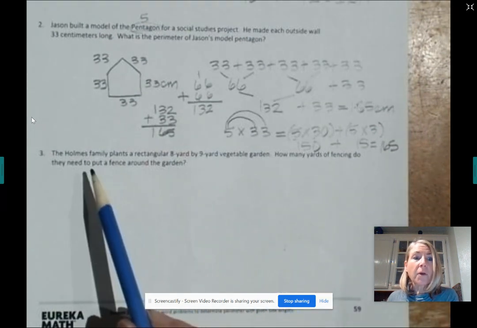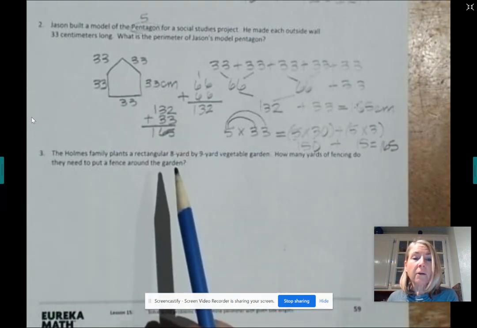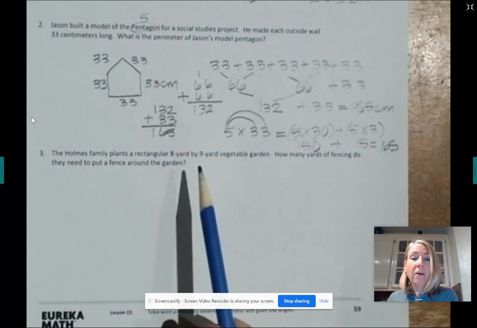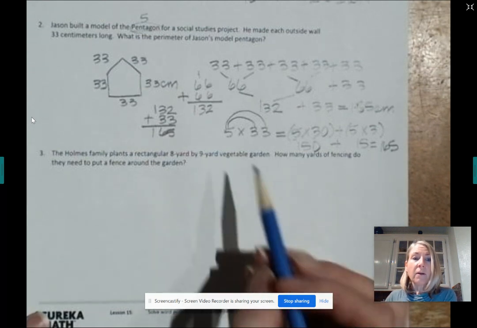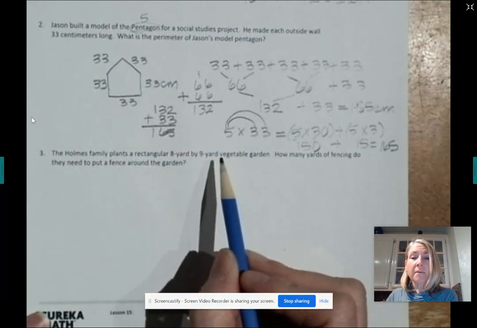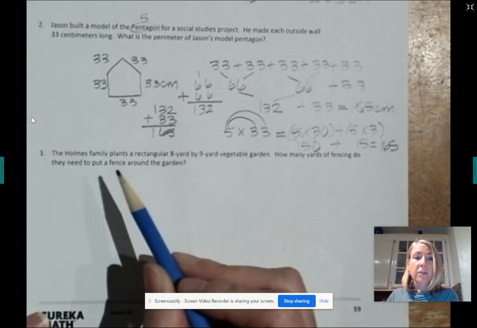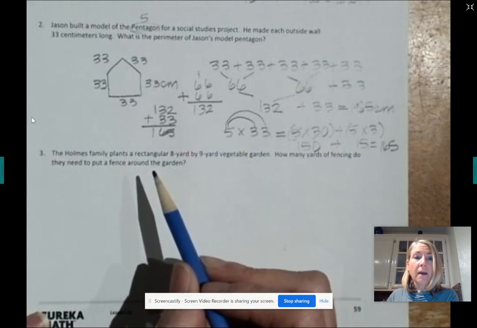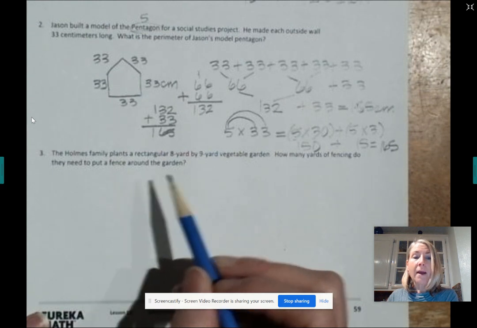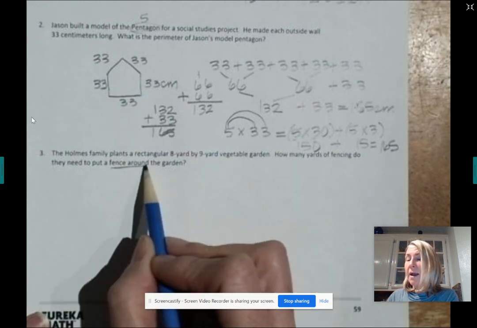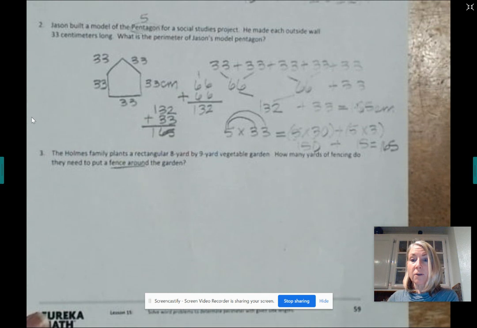Okay, the Holmes family plants a rectangular 8-yard by 9-yard vegetable garden. So I've got my dimensions right here. How many yards of fencing do they need to put a fence around the garden? Okay, so fence around, you picture a fence. Fences go around.